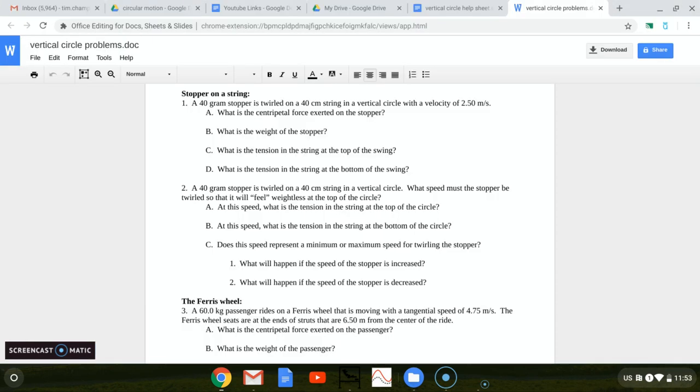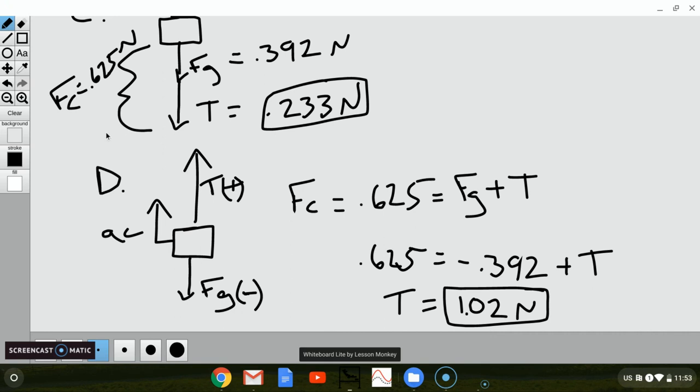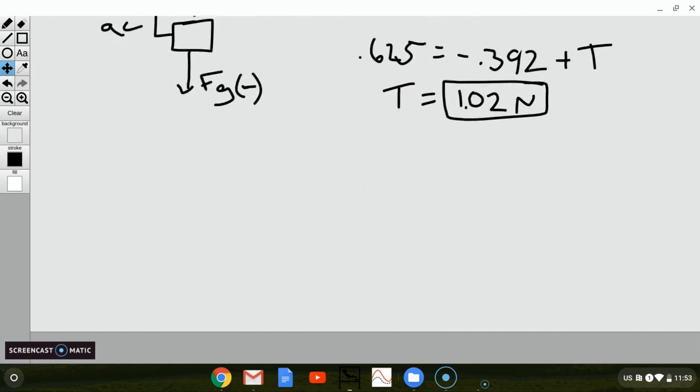Now we want number 2. It's a 40-gram stopper twirled on a 40-centimeter string in a vertical circle. What speed must the stopper be twirled so that it will feel weightless at the top of the circle? So this is the weightless stuff that I was talking about in one of the other videos that you should have already watched. So let's scroll down. So this is number 2.